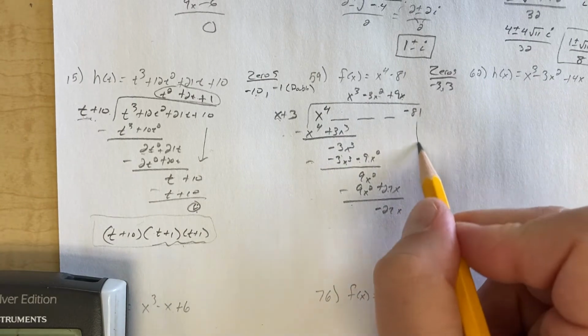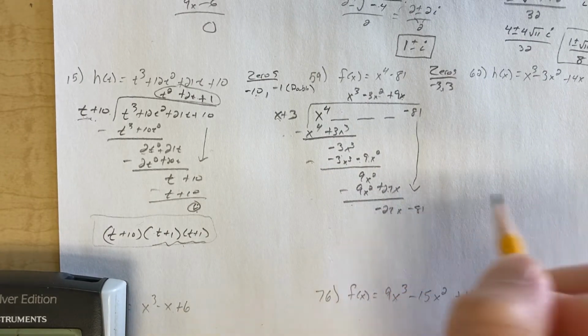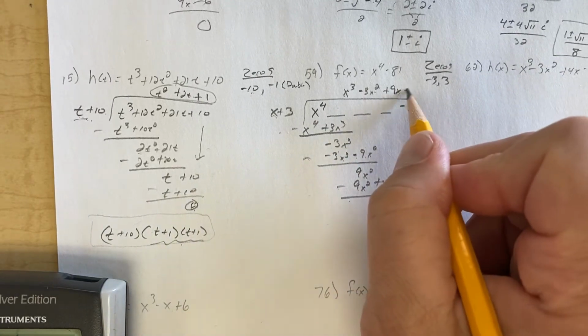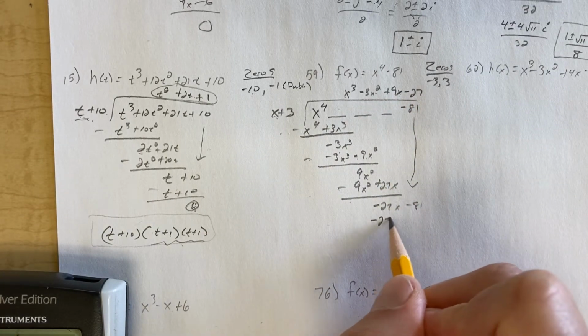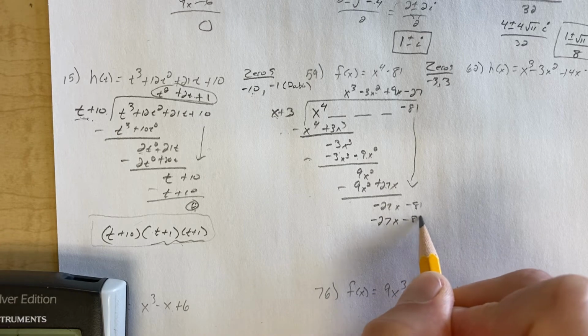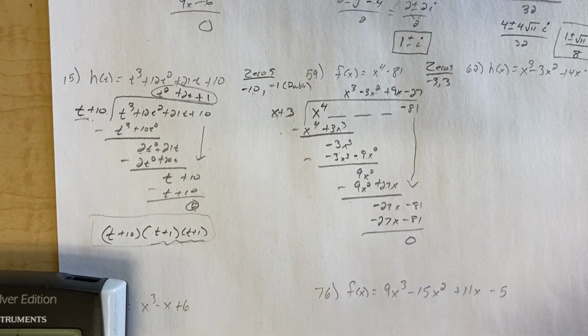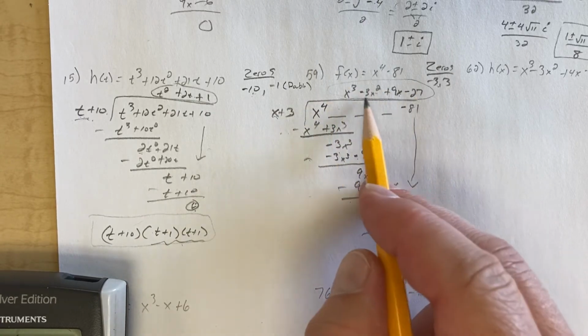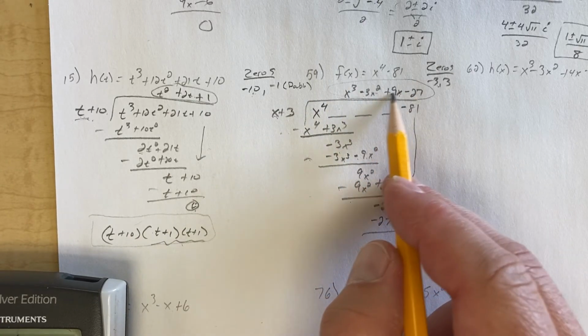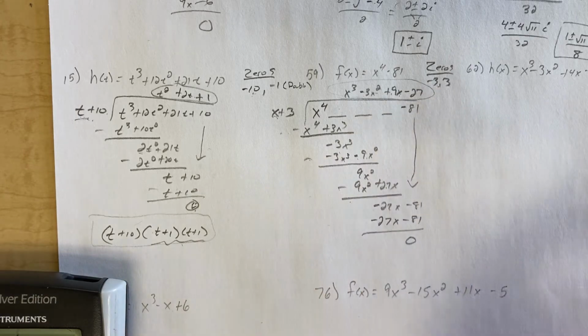All right, now we can bring this negative 81 down. And what do I have to multiply by? I have to multiply negative 27. All right, so that gives me negative 27x and then minus 81, and there's our 0. All right, so there's perfect. We're all set right there. Now, what I want to do is take this now and divide it by x minus 3.